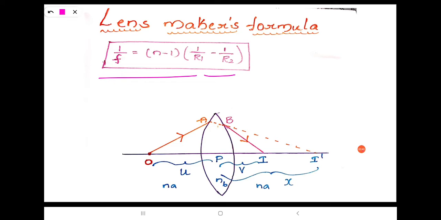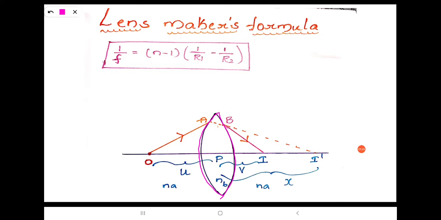It is important for ray optics. We can decide the focal length of a lens. Here in this diagram we are using a biconvex lens. This is the biconvex lens, and this is the first refracting surface and this is the second refracting surface.